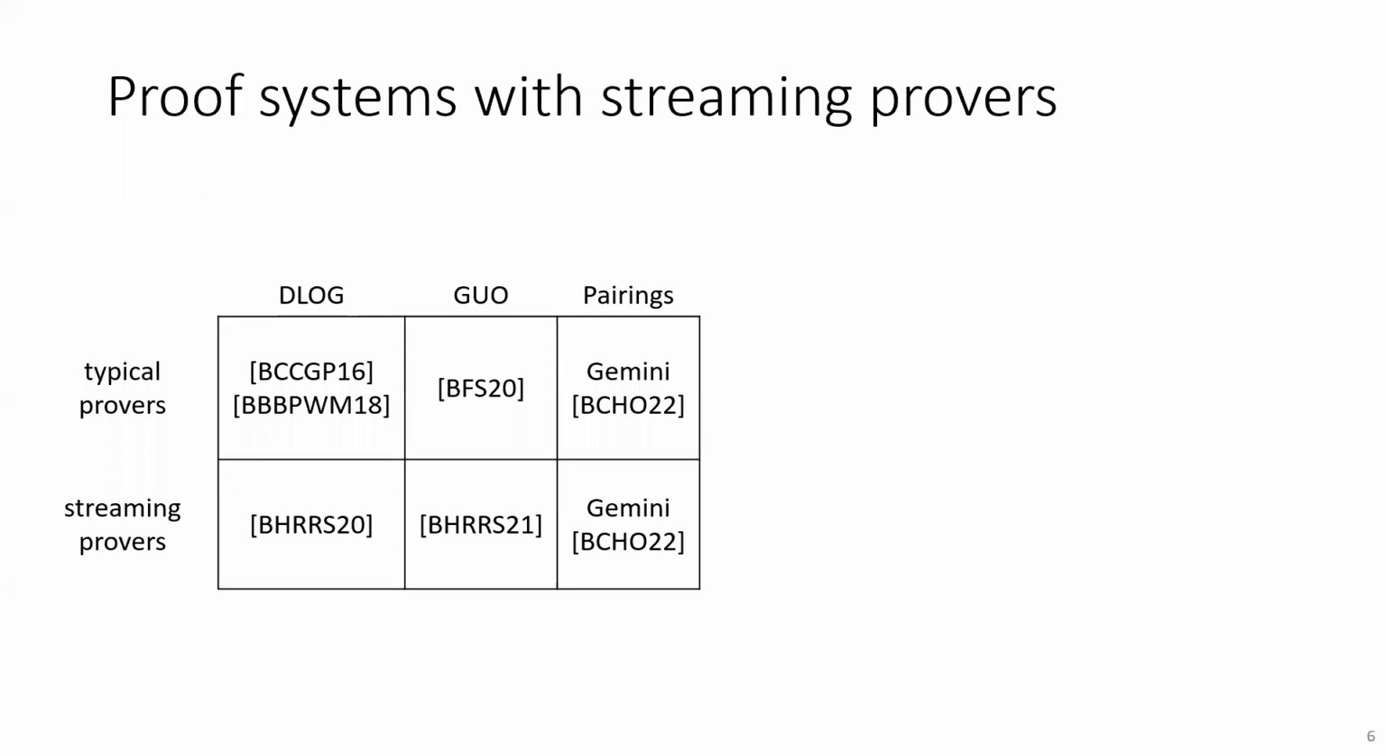So we've got streaming proof systems based on the discrete logarithm assumption, groups of unknown order like RSA groups, and different types of pairing assumptions. And let's say the typical provers run in a linear amount of time and also memory. And all the streaming provers in these constructions run in quasi-linear time with a logarithmic amount of memory.